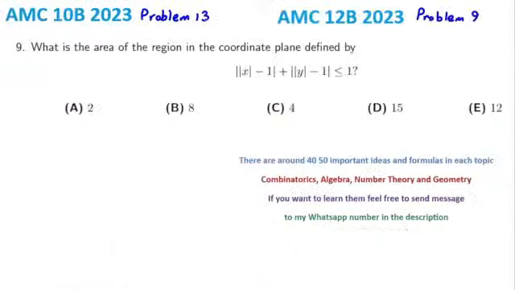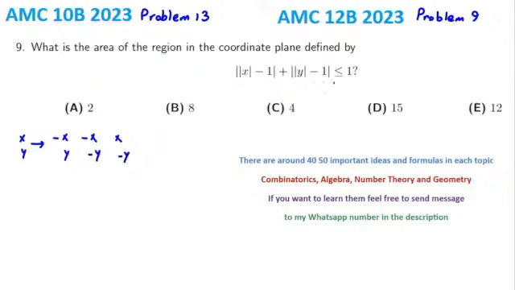AMC 10B problem 13 and 12B problem 9 of 2023. It says, what is the area of the region in the coordinate plane defined by absolute value of x minus 1 plus absolute value of y minus 1 less than or equal to 1. Okay, if you change, for example, x, y to minus x, y, or minus x, minus y, or x and negative y in all quadrants, we will reach the same result.